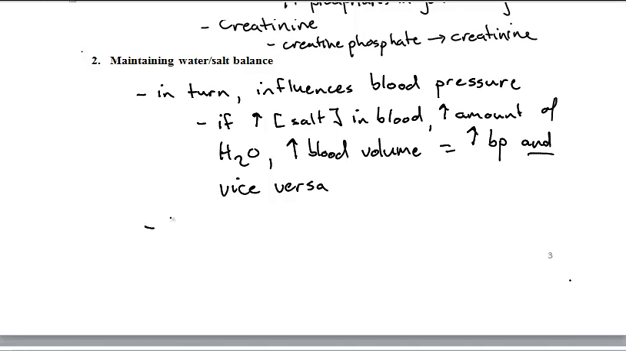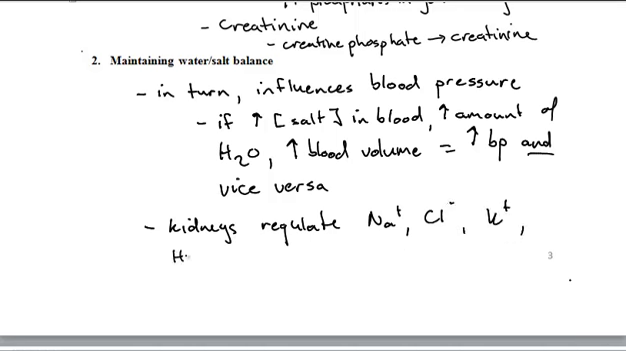As well, kidneys regulate Na+, Cl-, K+, that's potassium, HCO3-, bicarbonate ion, and Ca2+, calcium ion concentrations in the blood.